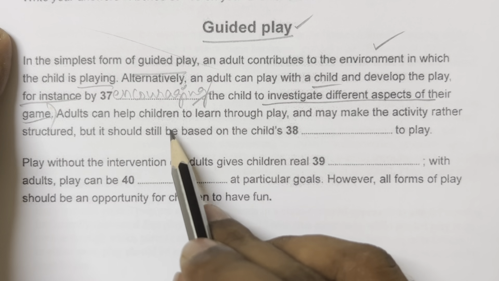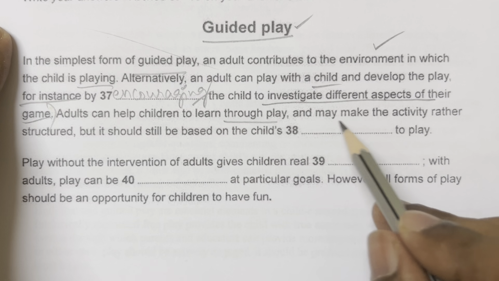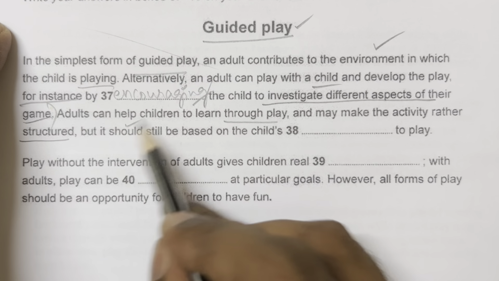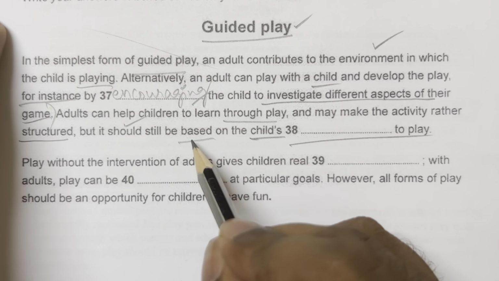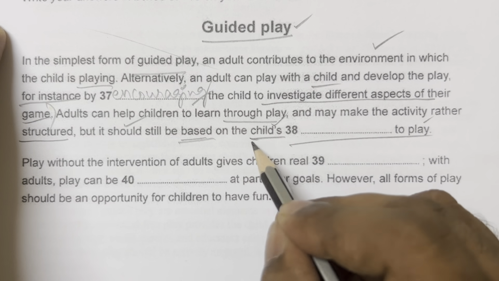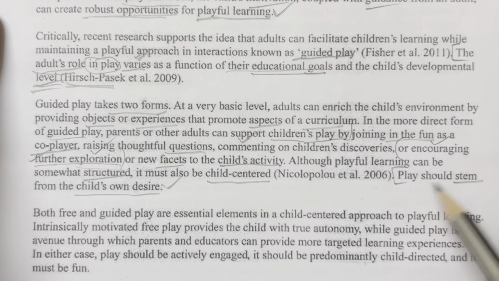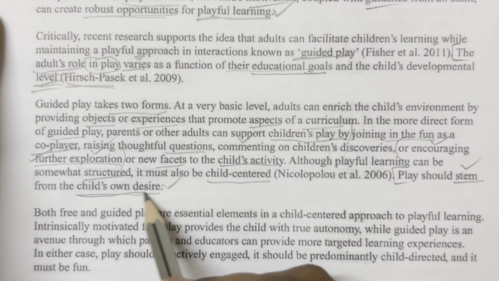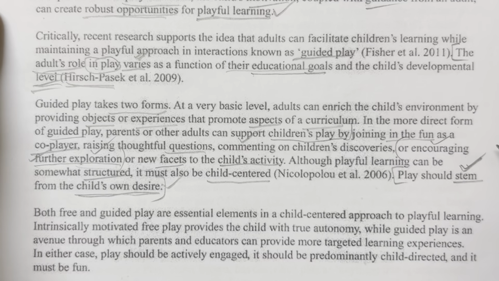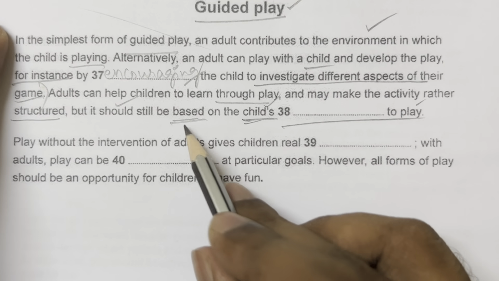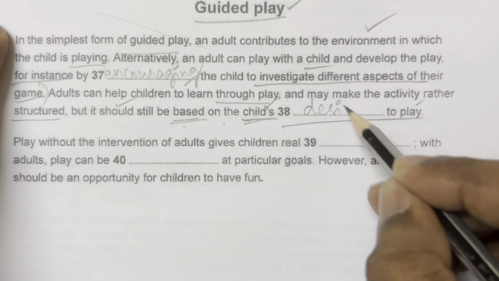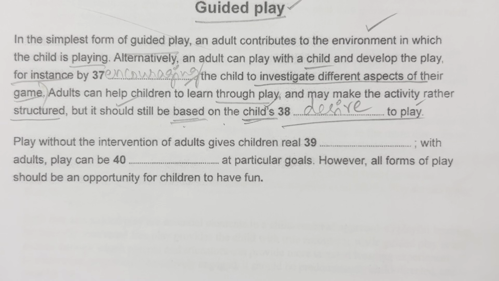Next, adults can help children to learn through play and may make the activity rather structured, but it should still be based on the child's dash to play. Okay, see the last sentence, guys. Play should stem from the child's own desire, meaning it should be based on. Stemming means based on, from the child's own desire. So based on the child's desire to play. Okay, so desire is our answer, right?